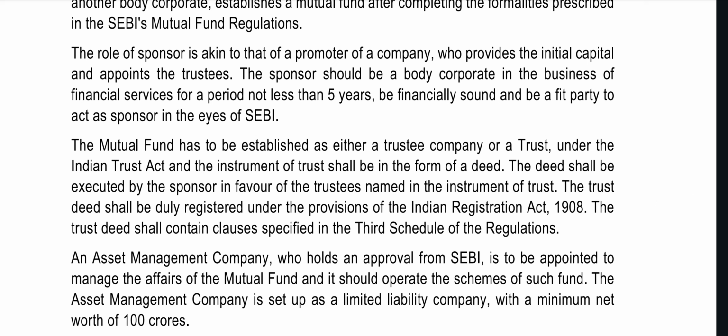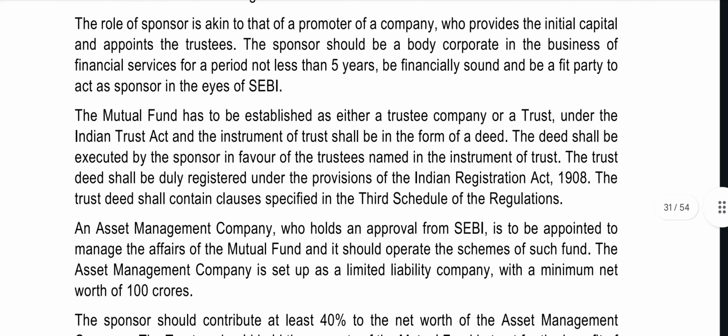The mutual fund has to be established as either a trustee company or a trust under the Indian Trust Act, and the instrument of a trust shall be in the form of a deed. Such a deed has to be registered. The deed shall be executed by the sponsor in favor of trustees named in the instrument of trust. The trust deed shall be duly registered under the provisions of the Indian Registration Act 1908.